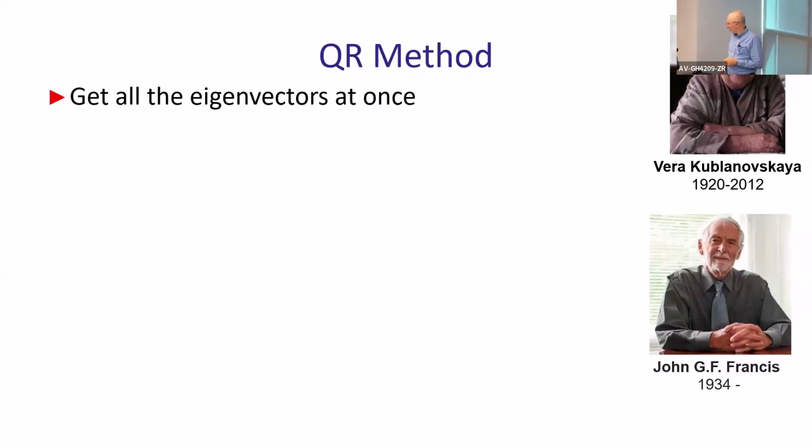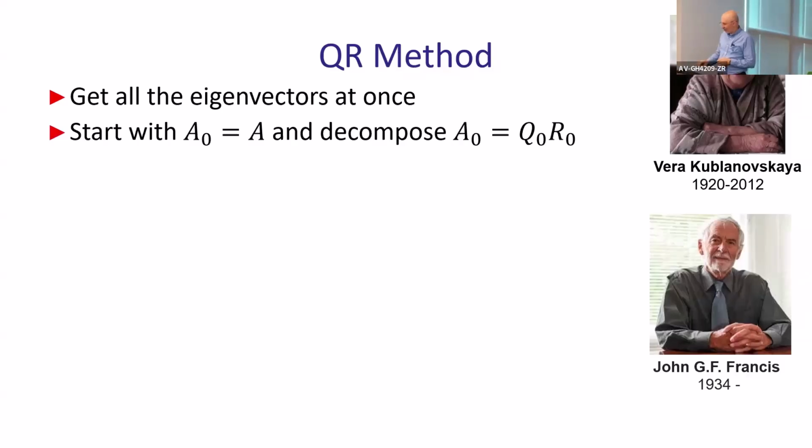Okay, and here are the algorithms by Kublanovskaya and Francis. You start with your original matrix and call it A0. This is your zeroth iteration on the matrix. So now you're not iterating on vectors, you're iterating on matrices. You're doing QR decomposition, and just to remind you, it's multiplication of two matrices. You can always write a given matrix as a multiplication of a Q matrix and an R matrix. R is a right triangular matrix.